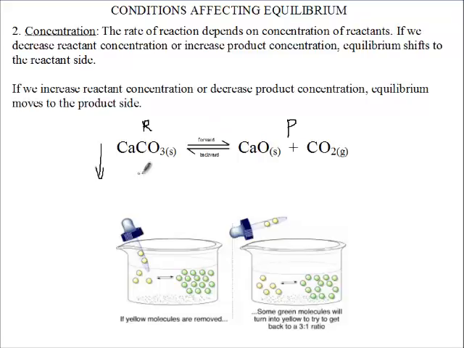If we decrease the concentration on one side, the reaction will act in a way to replace what we decreased. So here, if we decrease the calcium carbonate concentration, this reaction will act in a way to replace what we've decreased. Therefore, equilibrium is going to shift to the left. The reason is because this reaction will now go faster so that we can replace what we have lost.